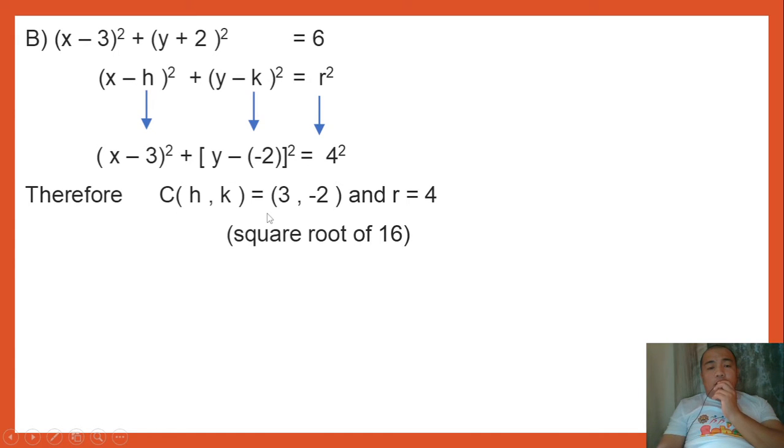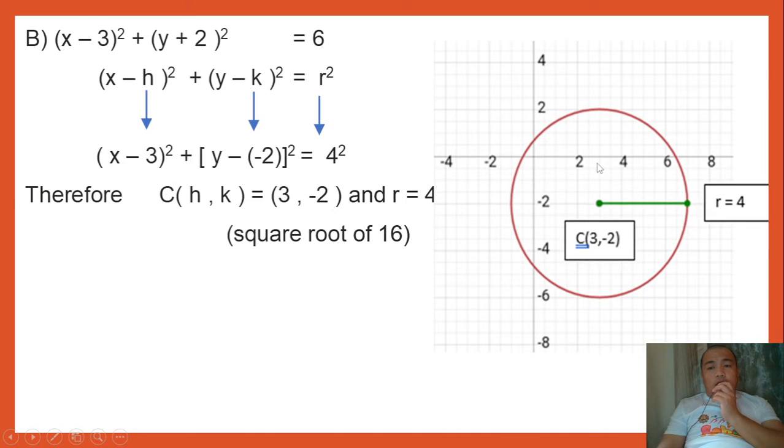So the center is at 3, negative 2, while the radius is the square root of 16, which is 4. Okay? Center 3, negative 2, radius 4, the square root of 16. Ito na yung graph niya. 3, negative 2 is the center, while the radius is 4. Yan. 3, 1, 2, 3, 4. Yan. 4 ang kanyang radius.